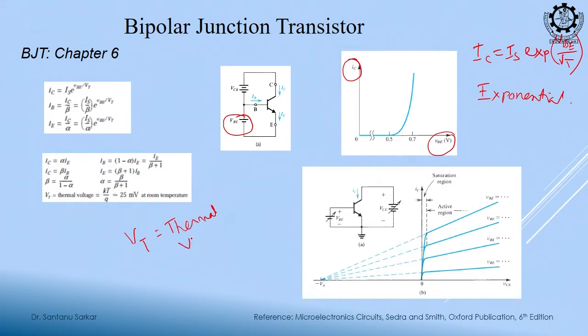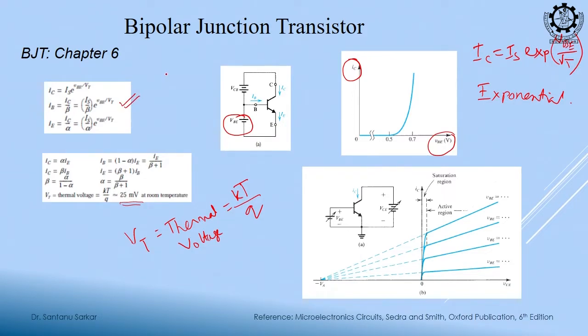The expression is VT equals KT by Q, where K is the Boltzmann constant, T is temperature in Kelvin and Q is the charge of an electron. At room temperature this is roughly equal to 25 millivolt. So, we get one expression of IC, then what will be the expression of IB? I will divide this by beta.